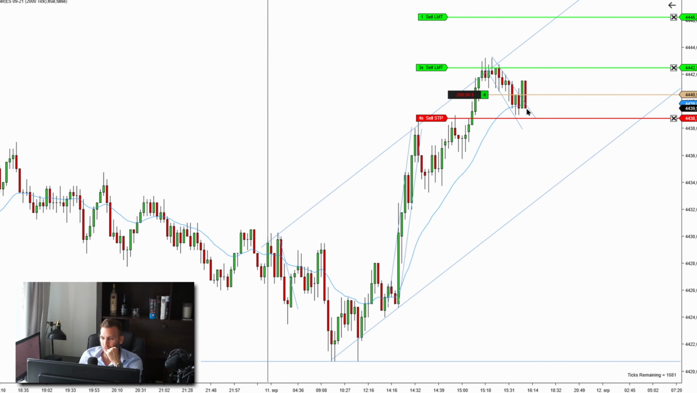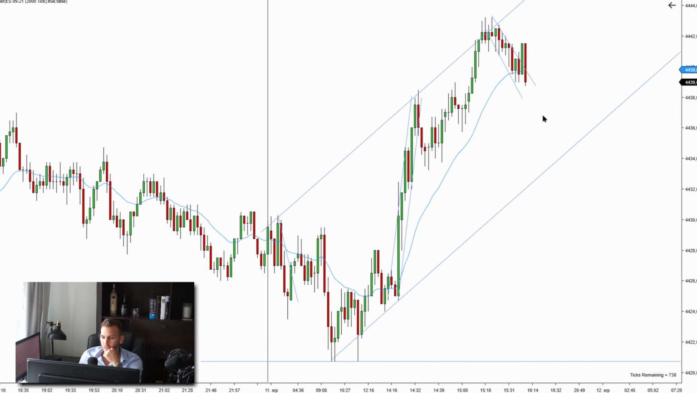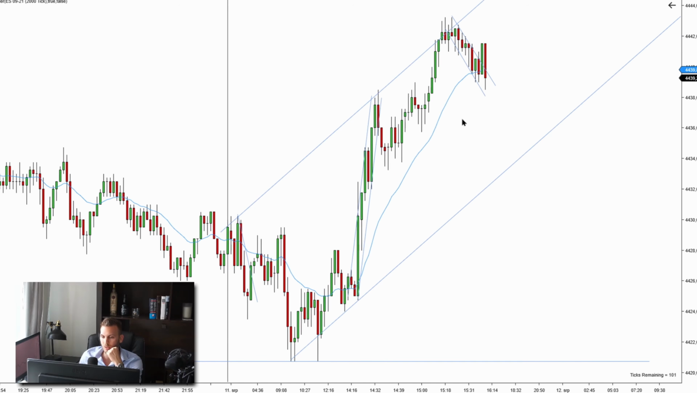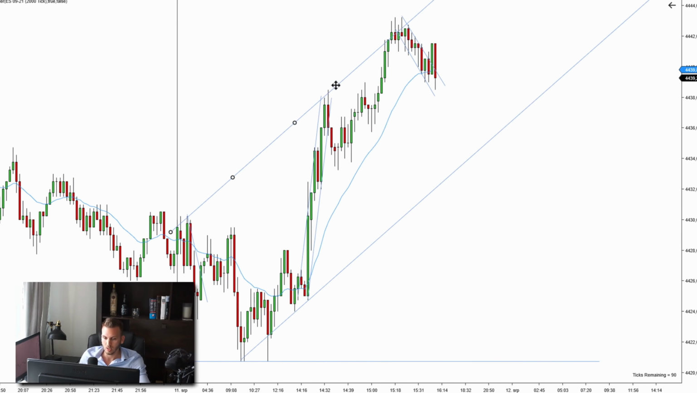This is not looking too good. We may get trapped here, and we got stopped out here. So we started with a losing trade. Not really how you want to start, but that happens. So I'm going to pause the video and show you another setup.